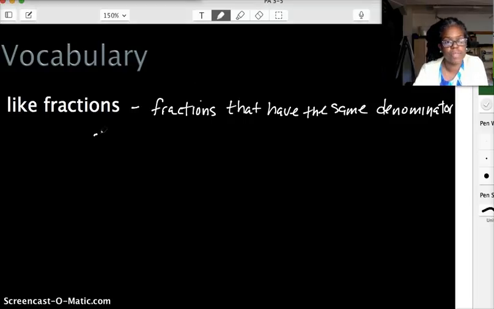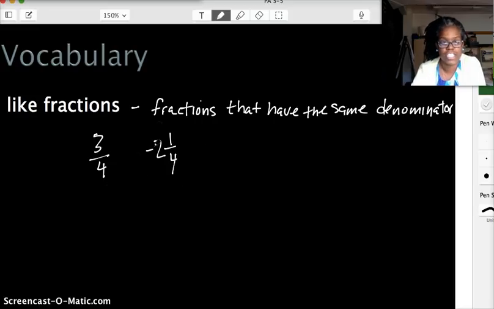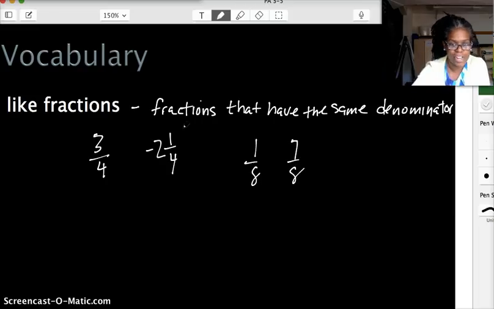Basically, like fractions are fractions that have the same denominator. So for instance, we could have 3/4 and -2 1/4. The fact that these are fractions, and they have the same denominator makes them like fractions. It doesn't matter that this is a whole number, that this is a mixed number and this is negative. Doesn't matter. We're going to consider these like fractions, so it's going to be pretty simple for us to deal with them. 1/8 and 7/8. Once again, we just want to have the same denominator, all right?